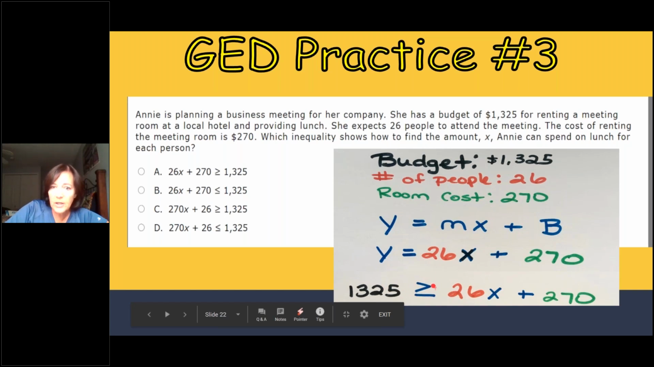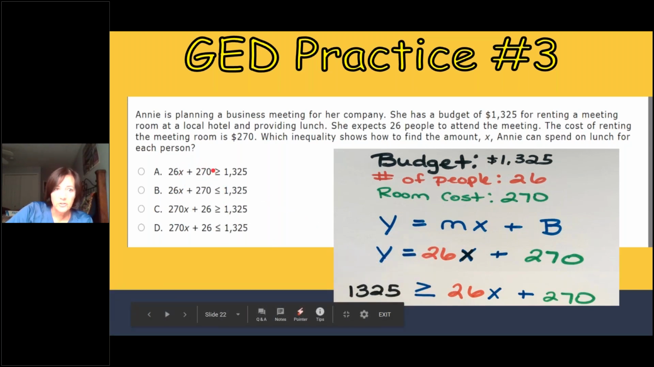When you look at this inequality sign, you know that the smaller side needs to be pointing to the smaller value. So our costs need to be either smaller or equal to $1,325. So my statement would be read, $1,325 is greater than or equal to 26x plus 270. They wrote it a different way. They put the cost first. So they put their 26x plus 270 first.